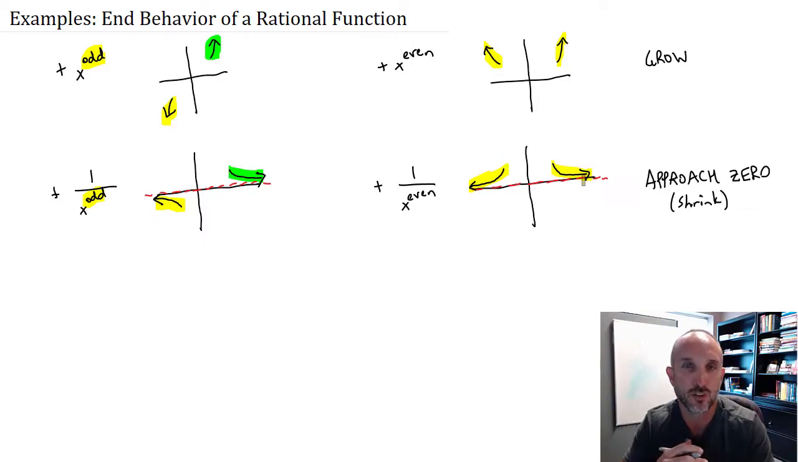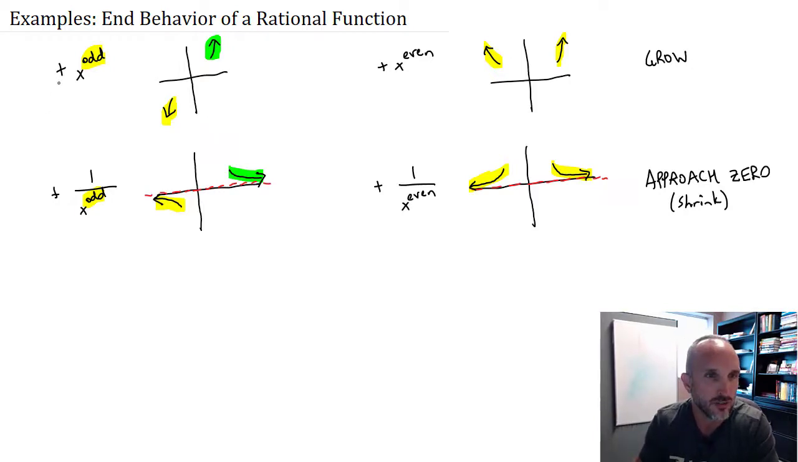Okay? So if you're dividing by x to a power, the ends shrink. If you're not dividing, the ends grow. X to an odd is negative on the left, positive on the right. X to an even is positive on both ends. Now again, if you have a negative coefficient, all you do is flip these over the x-axis.